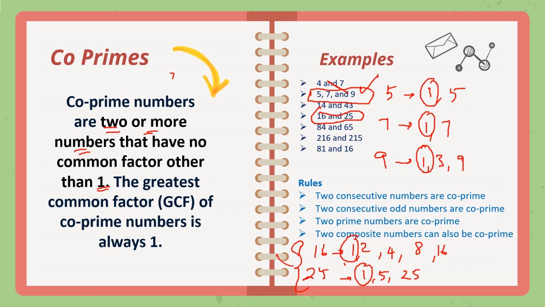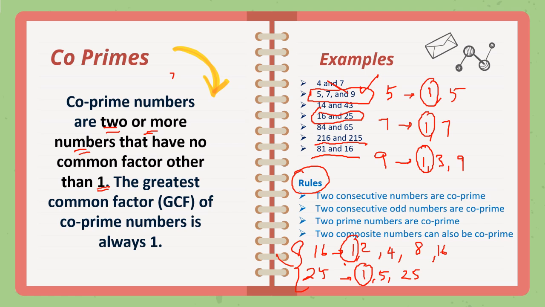See, if you take this example, 81 and 16, both are not prime numbers but still they are co-primes to each other. 216 and 215, they are also not prime numbers but still they are co-primes to each other. Got it? So there are some rules you can always remember when it comes to co-primes. Two consecutive numbers are always co-primes.